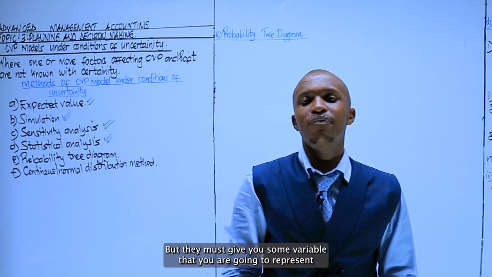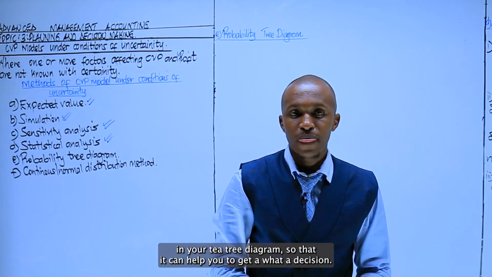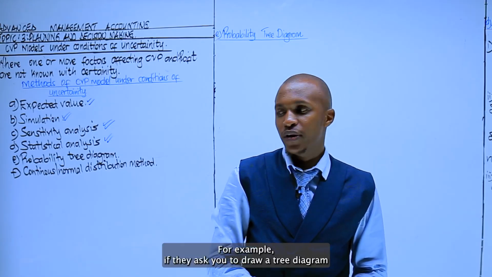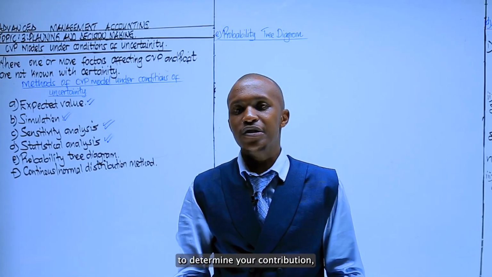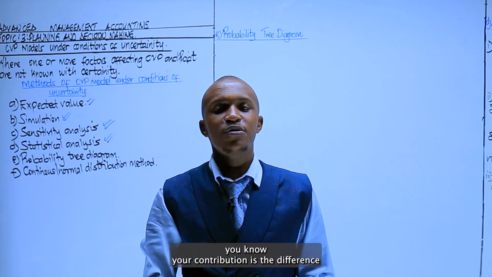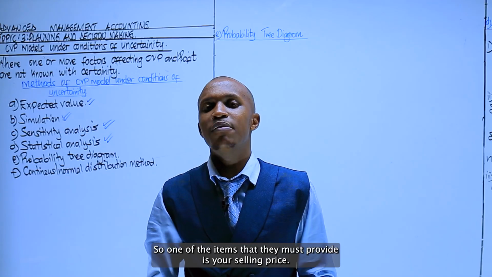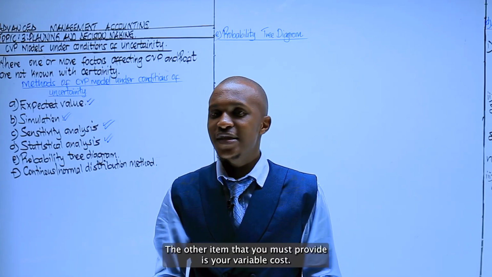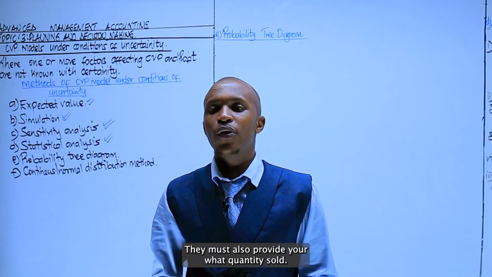But they must give you some variable that you're going to represent in your tree diagram so that it can help you to get a decision. For example, if they're asking you to draw a tree diagram to determine your contribution, you know your contribution is the difference between your selling price and your variable cost. So one of the items that they must provide is your selling price. The other item they must provide is your variable cost. They must also provide your quantity sold.